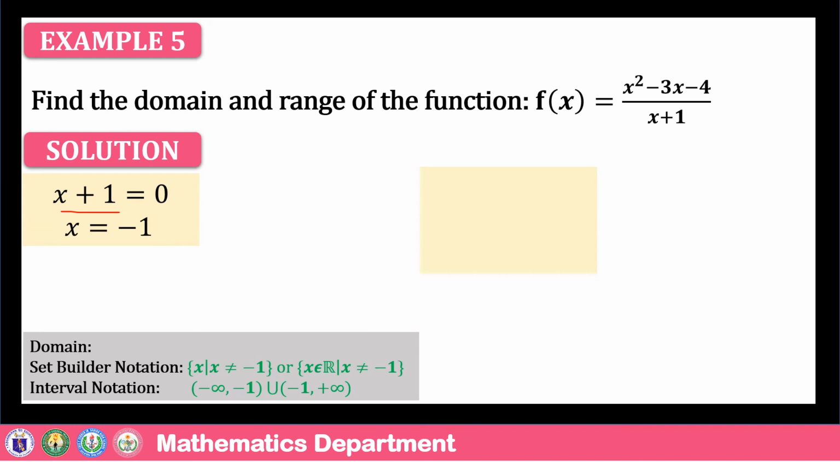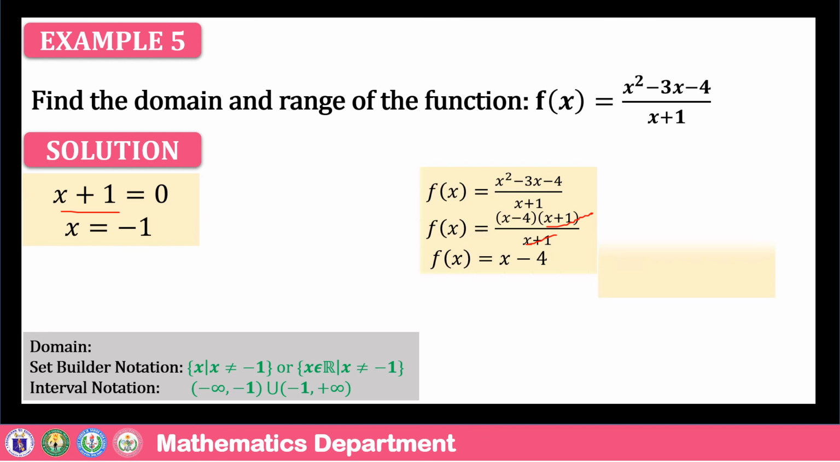Now, for our range, so just like what we did sa previous natin example, we try to factor out our numerator and then see if there are common factors. So, ang factors natin ng sa ating numerator ay x minus 4 times x plus 1 over x plus 1. So, as you can see, common yung x plus 1, so we can cancel out this. Ang matitira na lang sa ating function ay f of x is equal to x minus 4. Now, since may kinancel tayo dito na expression, so ibig sabihin yan, yung ating graph ay meron yung hole.